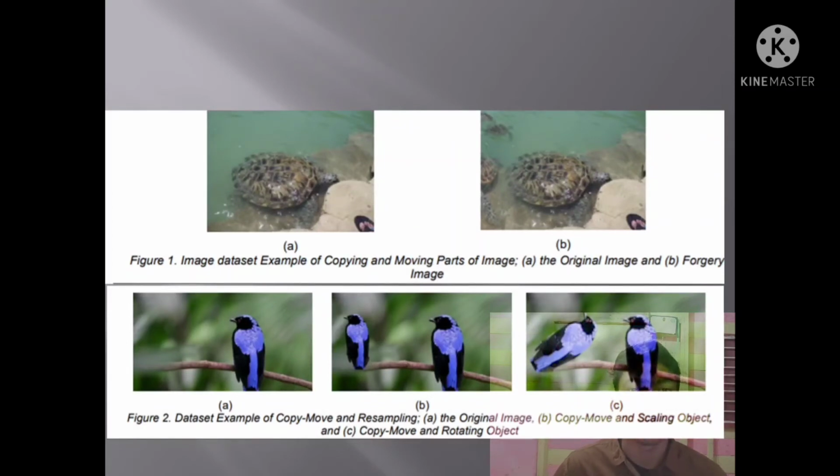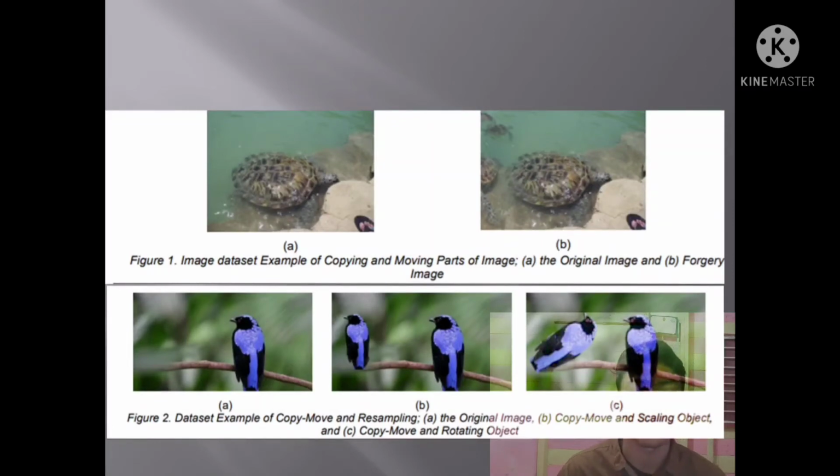We move to the part on error level analysis, or ELA. Error level analysis is a technique used to detect image manipulation by resaving the image at a certain quality level and calculating the ratio between compression levels. In general, this technique is performed on images that are in a lossy format. The image type used in data mining is JPEG.